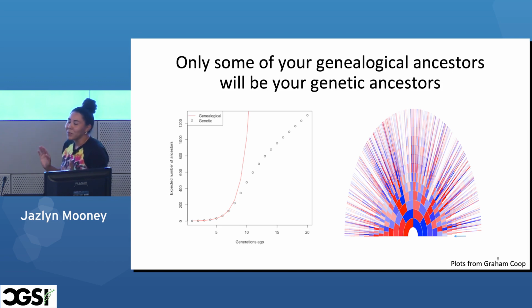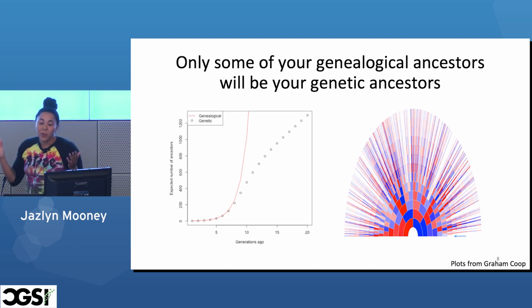It's great. He gives great explanations of things. But here I've stolen these from Graham Coop, and what he's modeling on the graph on the left with this red line is your genealogical ancestors. And we know that those are basically doubling for every generation that you're moving back. And what you see with your genetic ancestors is after roughly 10 generations, they start to really pull off from your genealogical ancestors. And this is just because of recombination, right? There's not enough room on your genome to have memory of all these ancestors.